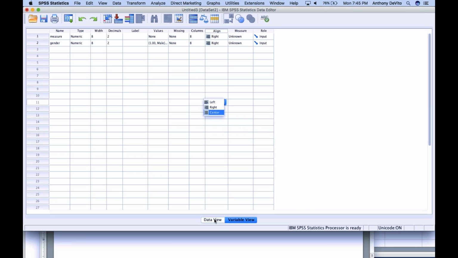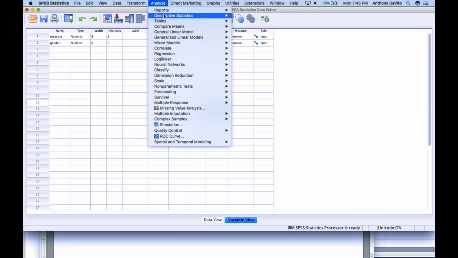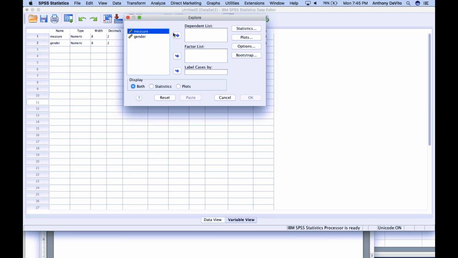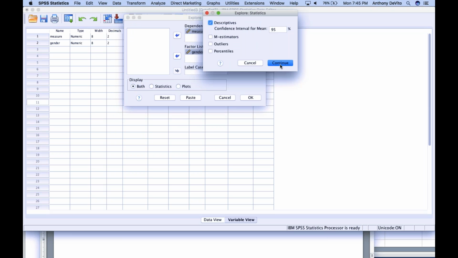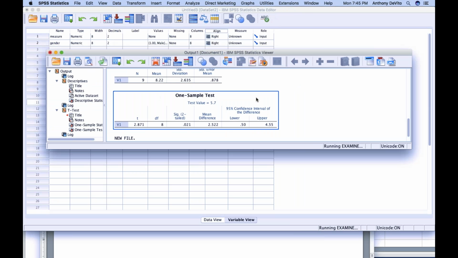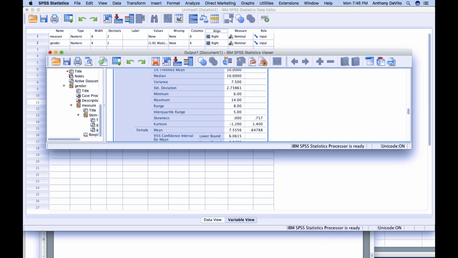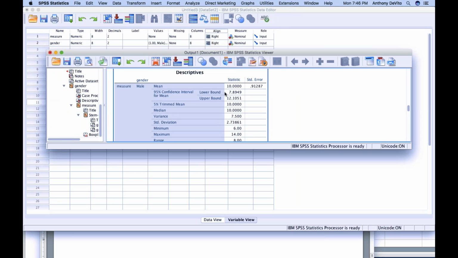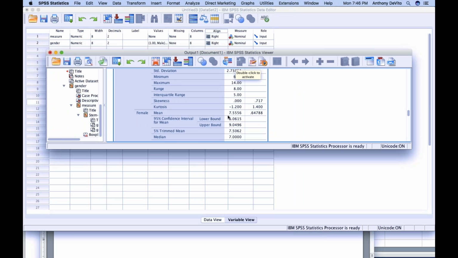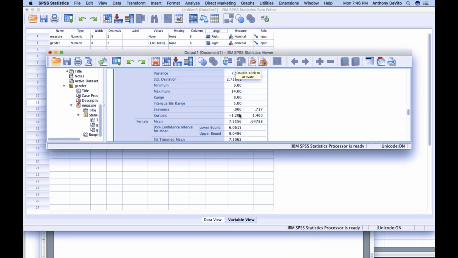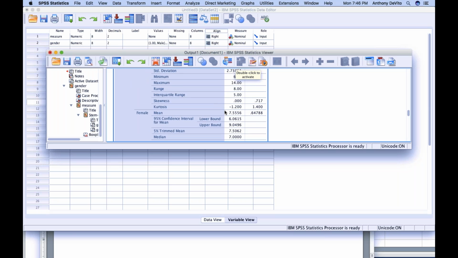Okay, just as a preview of what we're going to be looking at next week, let's look at the difference between these two. Let's analyze it. Go into Descriptive Statistics, Explore. The measure I'm going to put into my dependent list, and then I'm going to factor by gender, splitting up the males and the females. Then I'll say okay. Well, the average for the males is 10. The average for the females is 7.55. But we calculated a standard deviation, and we calculate confidence intervals, and so on and so forth.